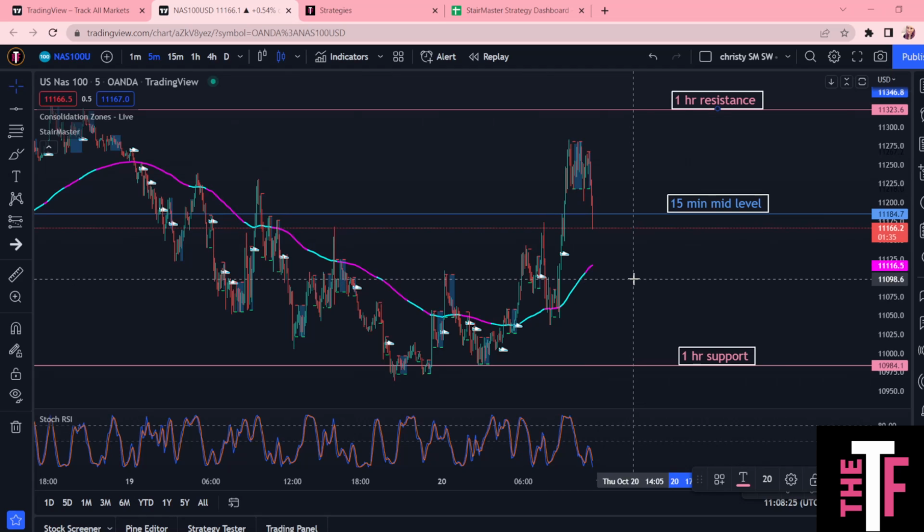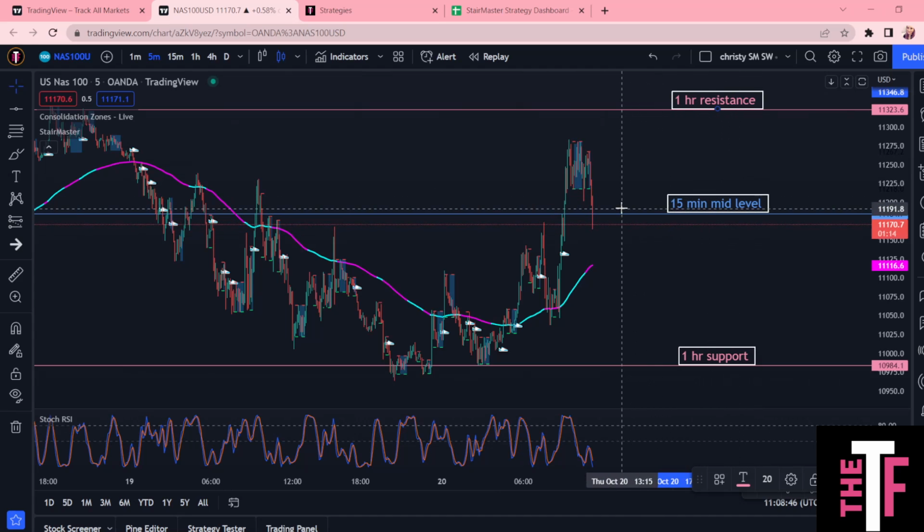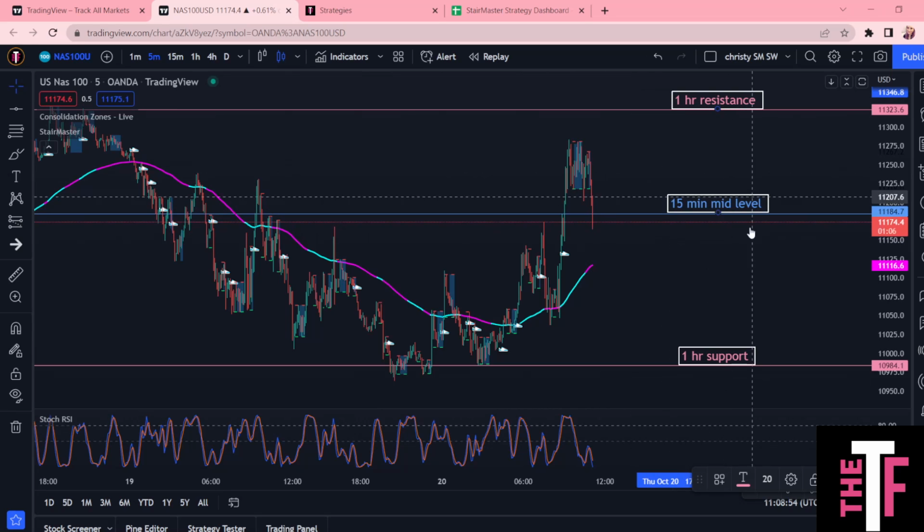Let me zoom in so you guys can see the candles better, but I just wanted to show you the 1 hour is down here for support, 1 hour resistance is up here, and we're just dancing around this 15-minute mid-level. That's where we're at, which I personally like to be around if I'm going to look for an entry, because I know it's a decent level and it will most likely try to break this level, and that will give me at least a 1.5 usually, if not more, if I'm going for a 1 hour resistance or support.